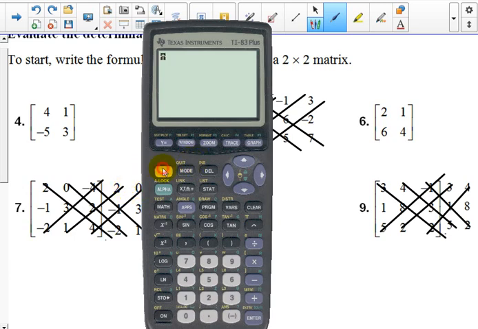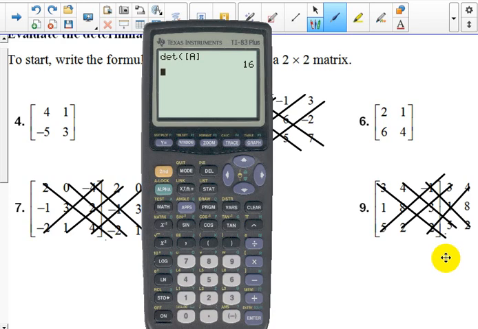So hit your second function, matrix, again, and go to math, the middle one. Notice that the number 1 is determinant, DET, so just press enter. And what do we want? We want the determinant of the matrix we just entered. So go matrix A and enter. Determinant matrix A, 16.